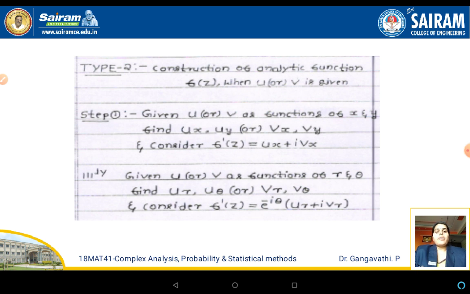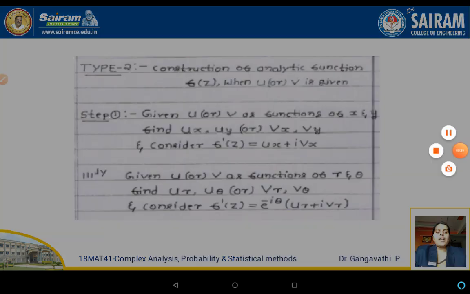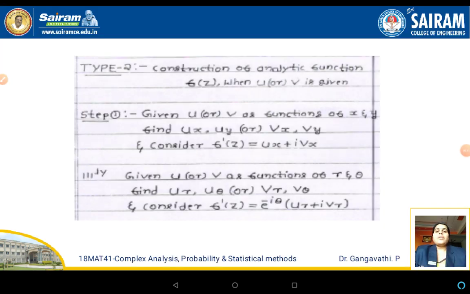Here we are going to construct the analytic function f of z when u or v is given. It means that a real part will be given and we need to find what f of z is, or an imaginary part will be given and we need to find what f of z is. In order to do that we have to follow a working rule. So what does the working rule say?